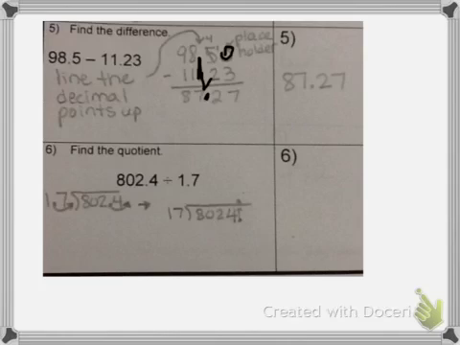Next, find the quotient of 802 and 4/10ths divided by 1 and 7/10. To be able to divide with decimals, we need to move our decimal point over one position, so we have no decimal in the divisor. This is really like multiplying both numbers by 10, and we're finding really an equivalent ratio or fraction here when we multiply by 10 to both numbers.